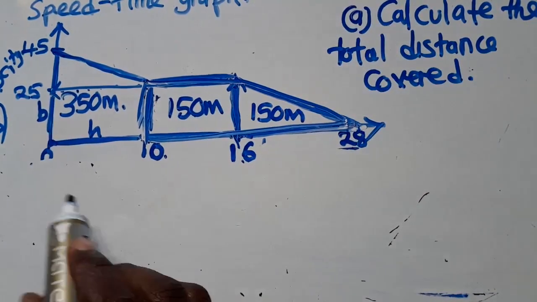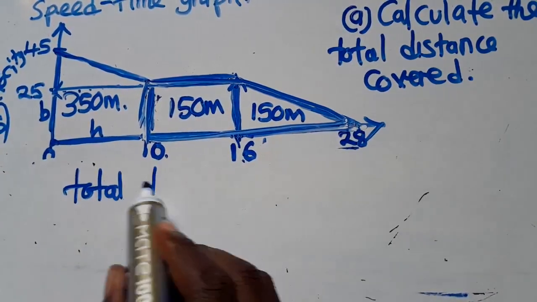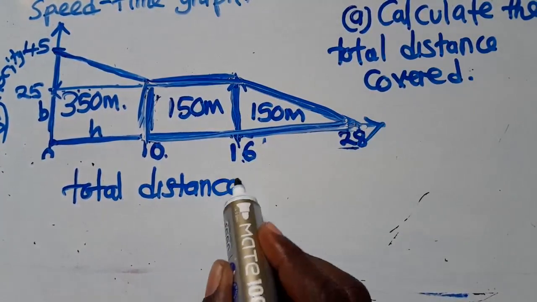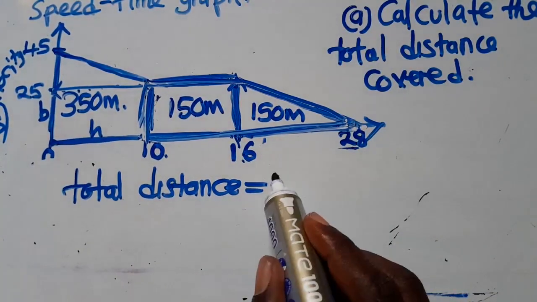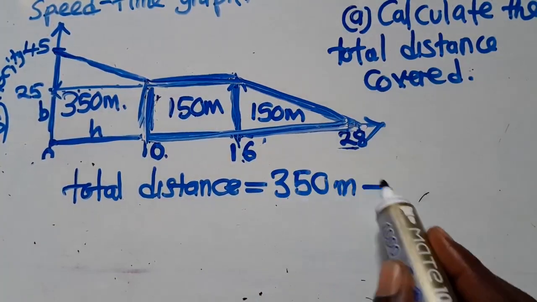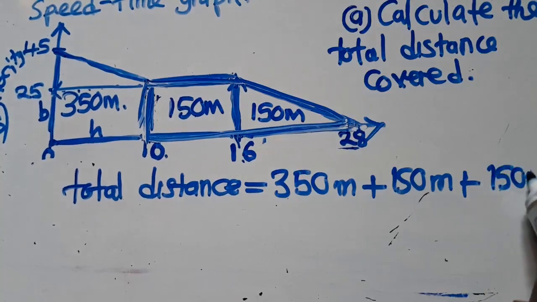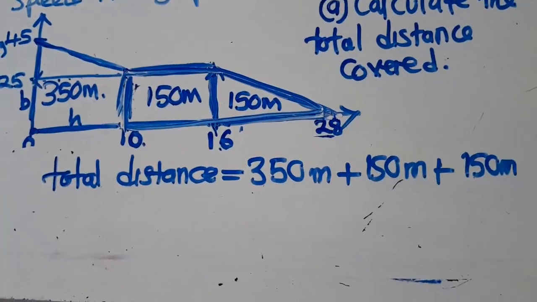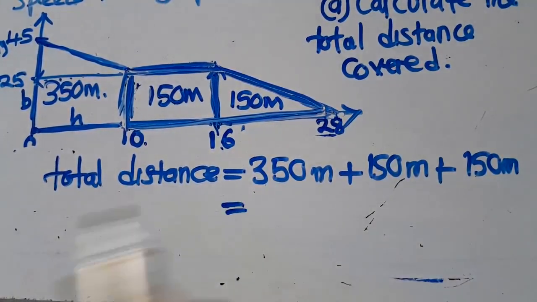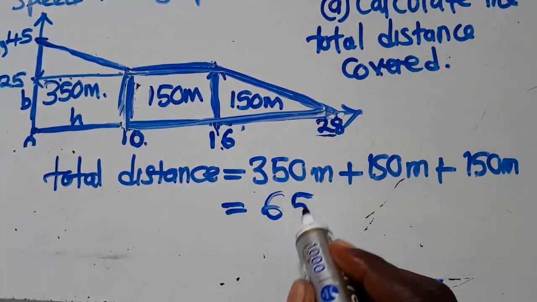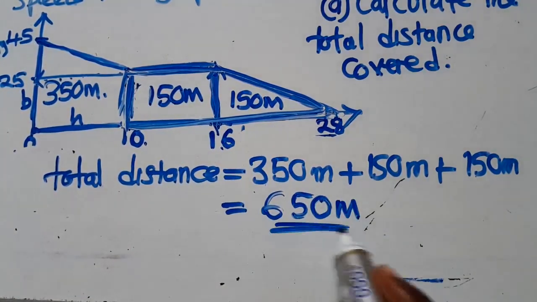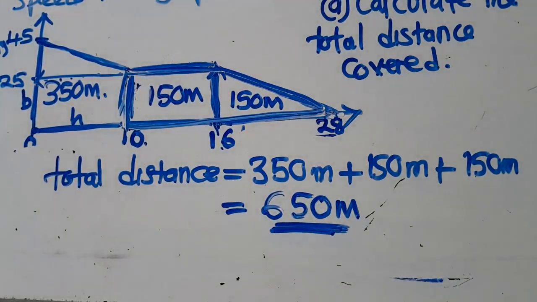So you just say now that the total distance is equal to, total distance is equal to what? 350 meters plus 150 meters plus what? 150 meters. This is what you are going to do. 150 plus 150 plus 350. What answer are you getting? 650. So the answer that you are getting is 650 meters. This is your total distance. This is how you calculate the total distance.